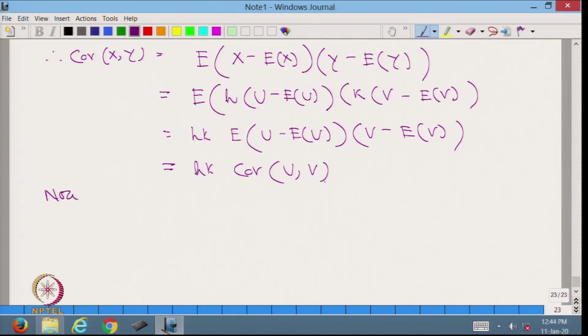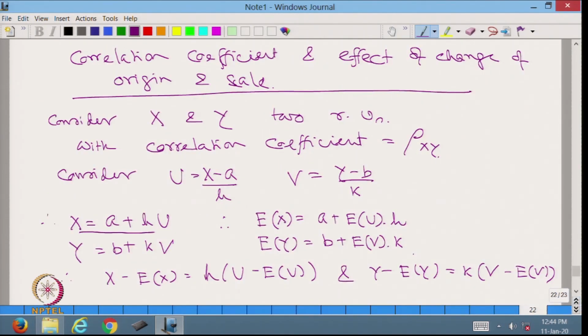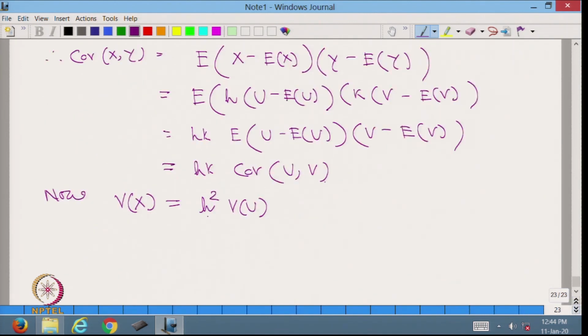Now, variance of x is equal to h squared times variance of u, because x is a plus h u and we know that variance is affected by the square of the coefficient. Variance of y is equal to k square into variance of v.